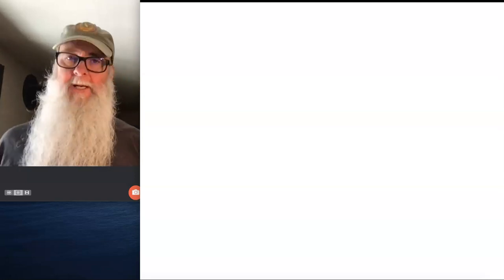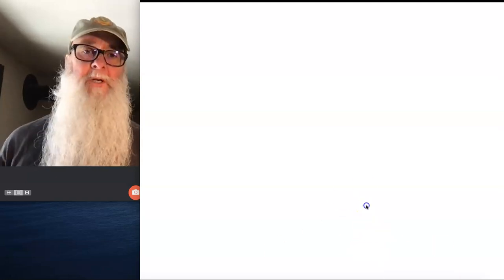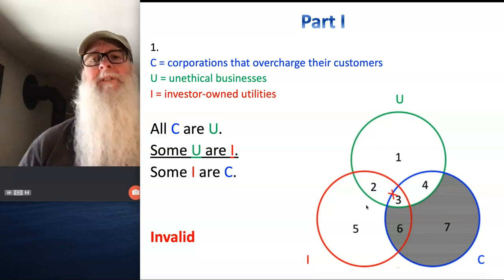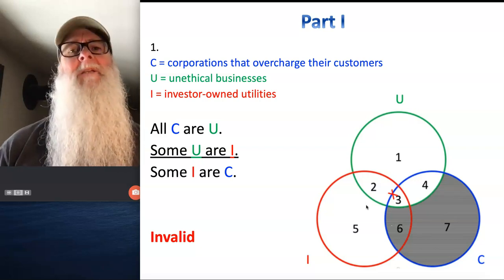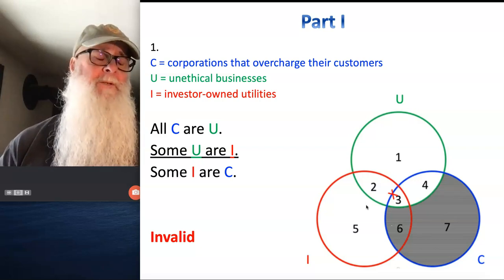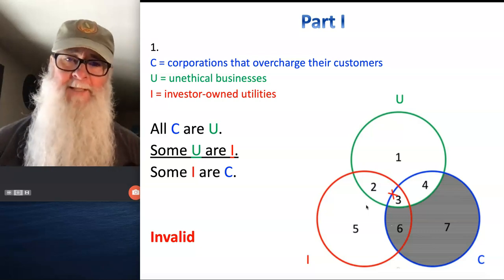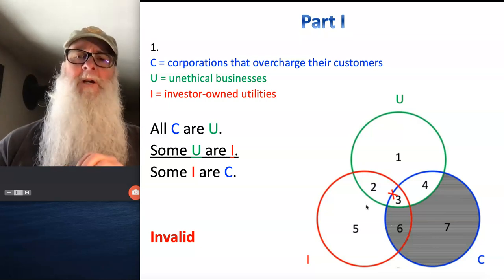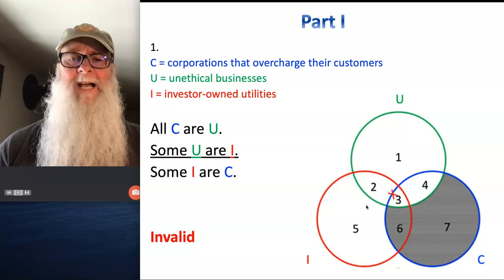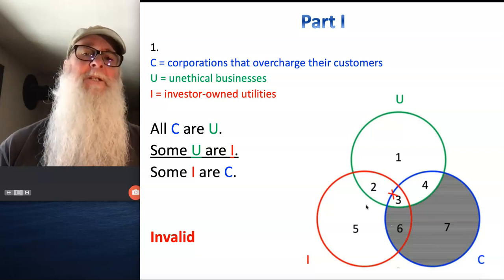All right, let's look at your homework problems for part one. For number one, I chose C, U, and I to represent the terms of the argument. You may have chosen different terms or different letters for your terms. That's perfectly fine. You just want to make sure that your argument is an AII in figure 4.